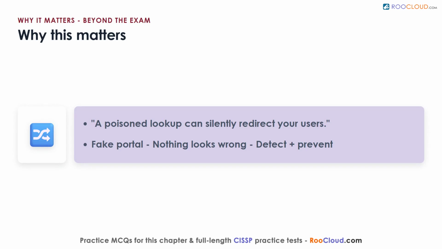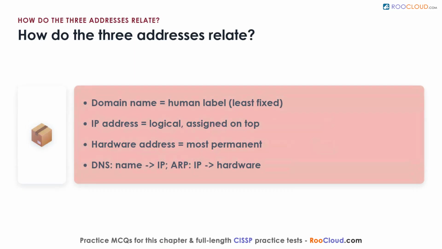Understanding how resolution works and where it breaks is what lets you detect and prevent these silent redirections. So how do the three kinds of address relate? They stack in layers of permanence. The domain name is a human-friendly label, and it is the least fixed. The IP address is a logical address assigned on top of the hardware, and it too can change. The hardware address burned into the interface is the most permanent, though even that can sometimes be spoofed.